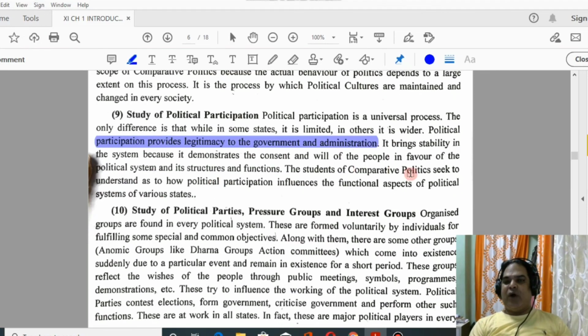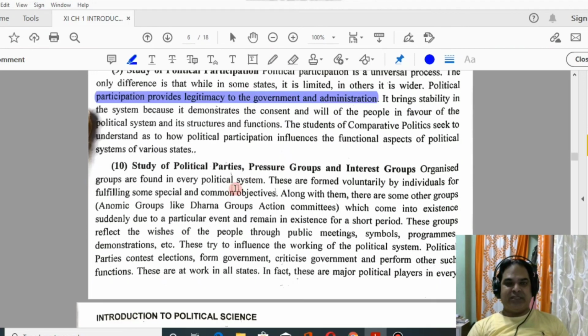The student of comparative politics seeks to understand how political participation influences the functional aspect of the political system, how people's involvement in politics and in the forming of government forms the very basis of political science, how our attitude and our participation influence the formation of the government. That can be studied by political science students.